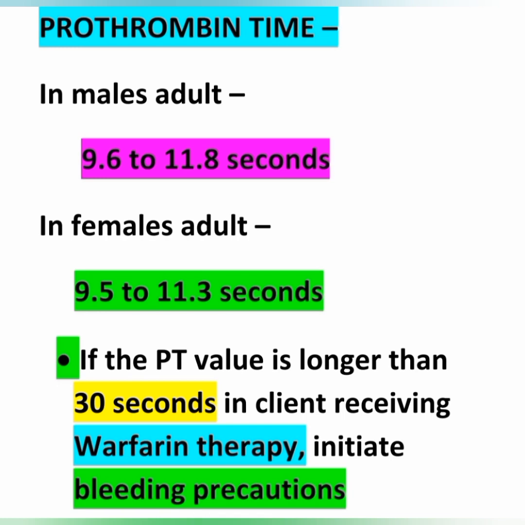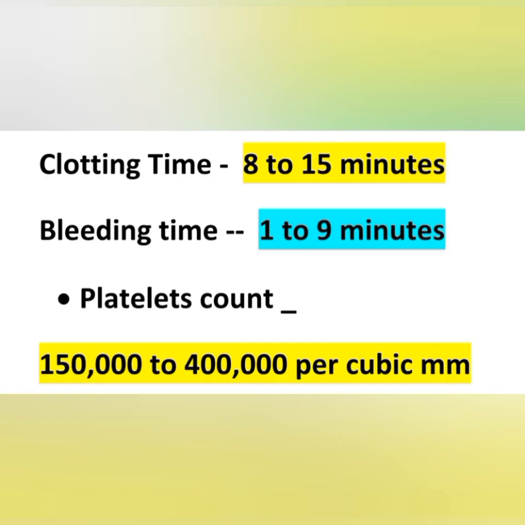And the next point, prothrombin time. In a male adult, the normal prothrombin time is 9.6 to 11.8 seconds, and in a female adult it is 9.5 to 11.3 seconds. If the prothrombin time is longer than 30 seconds in a client receiving warfarin therapy, initiate bleeding precautions. So if the client is taking warfarin, we have to check the prothrombin time. If it is longer than 30 seconds, we have to take bleeding precautions. Okay. And the next point, clotting time is 8 to 15 minutes, and the normal bleeding time is 1 to 9 minutes.